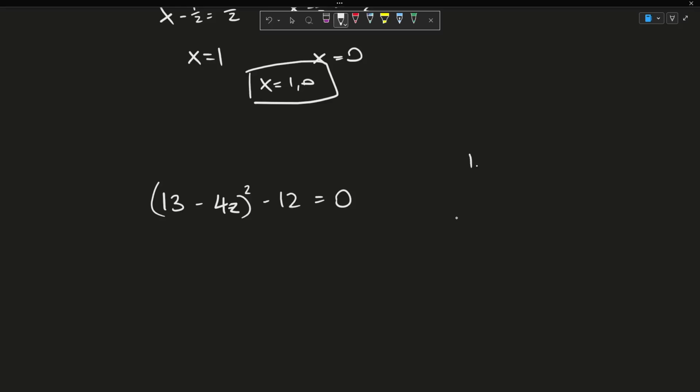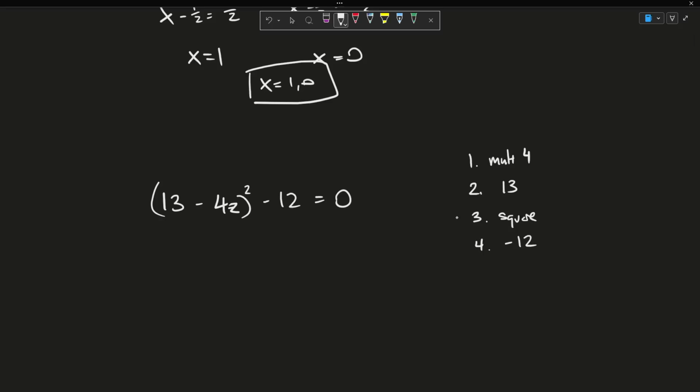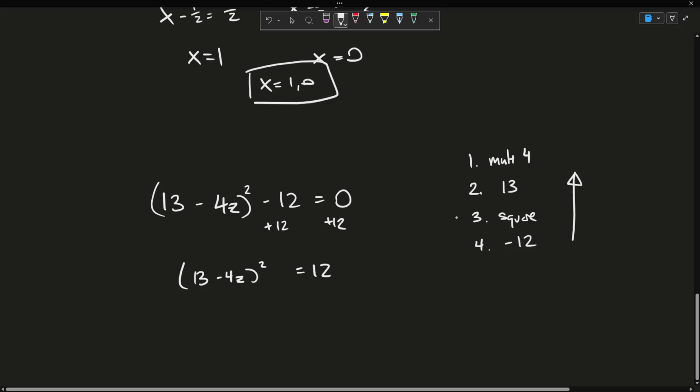So first off, my first step is I'm multiplying by 4. Next, I'm adding 13, so the 13 is in the way. Next up, I square. And finally, I have to subtract 12. To do work, I want to work backwards. So add 12. So 12 equals 13 minus 4z squared. I get rid of the square.